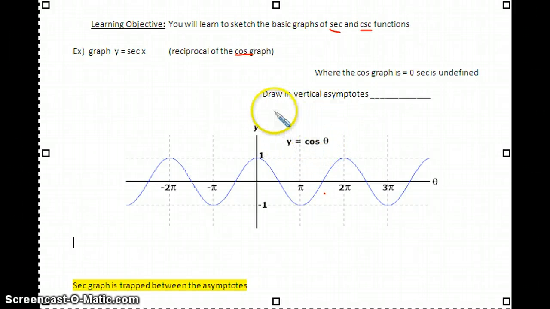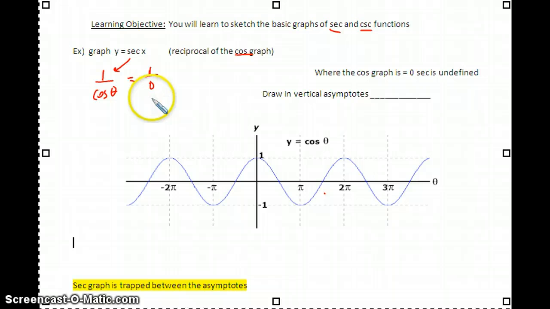And what I want to do is recognize that wherever the cosine graph is equal to 0, that's where the secant is going to be undefined. Because basically what I'm looking at here is reciprocals. Wherever this cosine of theta or x is equal to 0, I'm going to get 1 over 0. Because remember, secant is the same as 1 over cosine. So that means that my graph is going to be undefined wherever the graph is equal to 0.